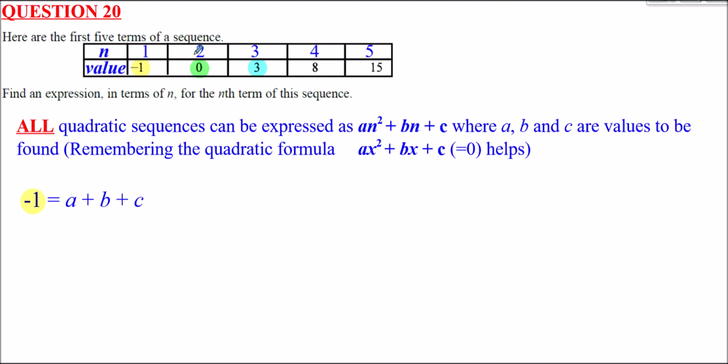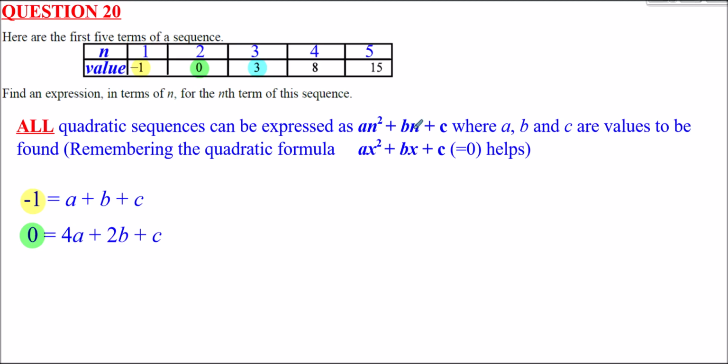For the second term, when n is 2, that's 0. So the next line is 0 equals 4a plus 2b plus c. Because when you substitute in that n is 2, an squared becomes a times 2 squared, and 2 squared is 4. That's where we get the 4a from.